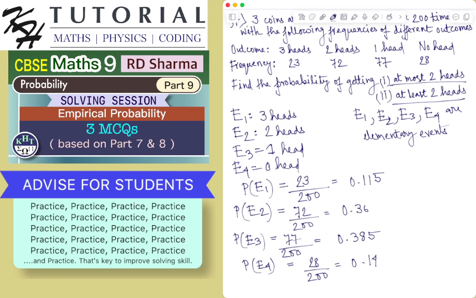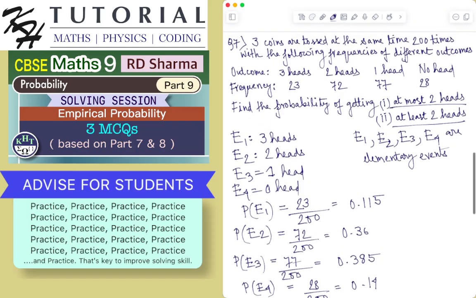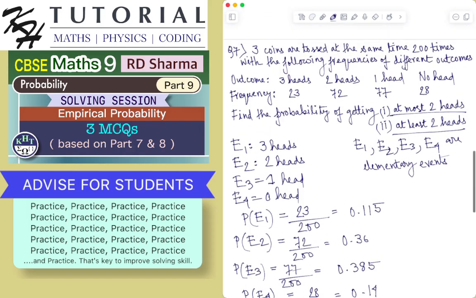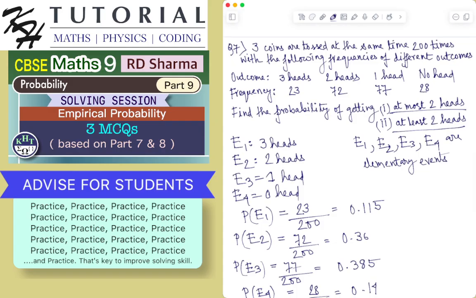Okay, so we have this. Now the question has asked to find the probability of getting at most 2 heads. Let's say this event, that if you toss 3 coins at the same time, there will be at most 2 heads, means there will be either 2 heads, 1 head, or 0 heads.